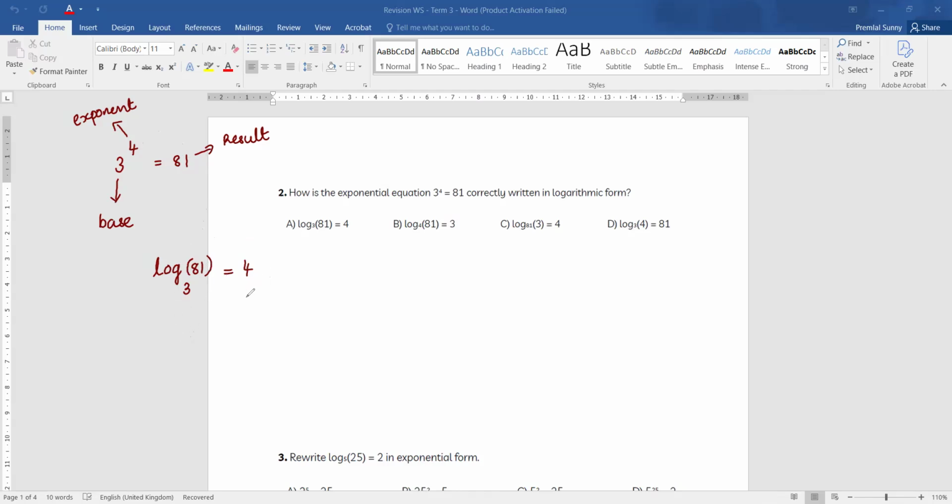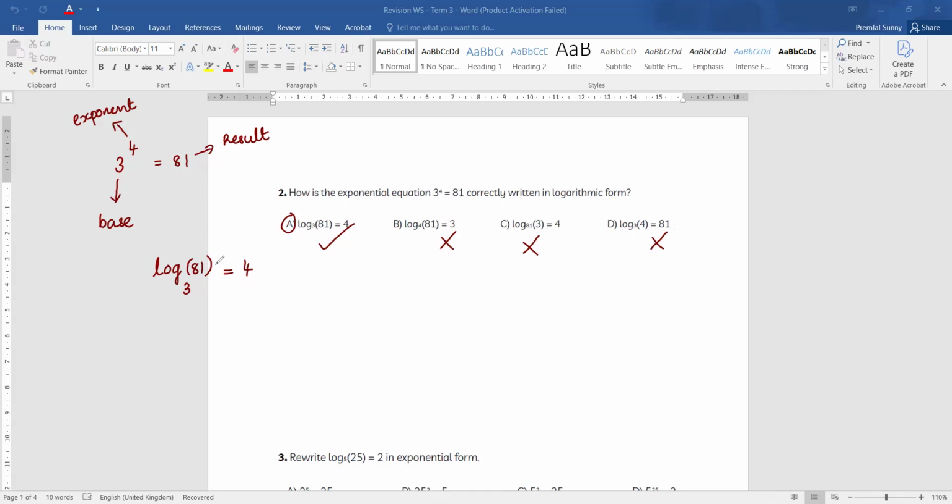So let us check which option gives us the correct answer. Yes, it is option A. Option A is the correct answer, where the right hand side is 4. In the other option the right hand side is 3, which is wrong. In this case, the right hand side is 4. The base is 3, but the base is 81 for option C, and here the right hand side is not 4. So this is how we convert an exponential function to a logarithmic function.